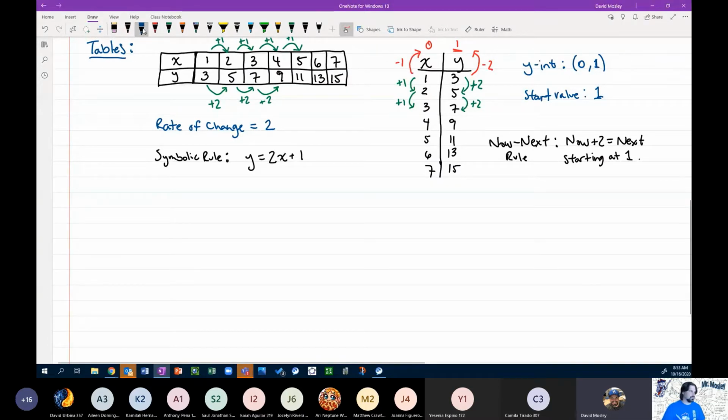Lastly, we have context that can also be used to represent a linear function. We've seen there's 2 basic types of context that we'll get. There's one where we're given our rate of change and our y-intercept within the context, and there's context where we'll only be given points that are on the line.